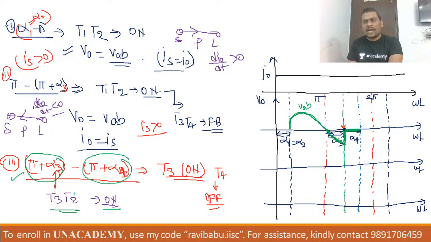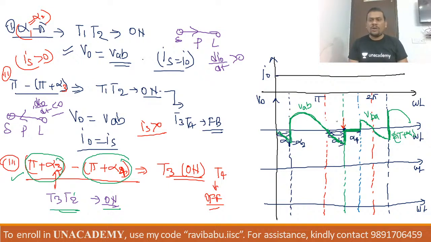And now, after alpha 4, you know very well our output voltage will be VBA. So in this case V0 will appear in this fashion. This is VBA in the range of alpha 4 to 2 pi plus alpha 1 or alpha 2. Once this cycle is complete, the nature will repeat something like this, and here we have some negative portion in this way. So this is the V0 waveform.